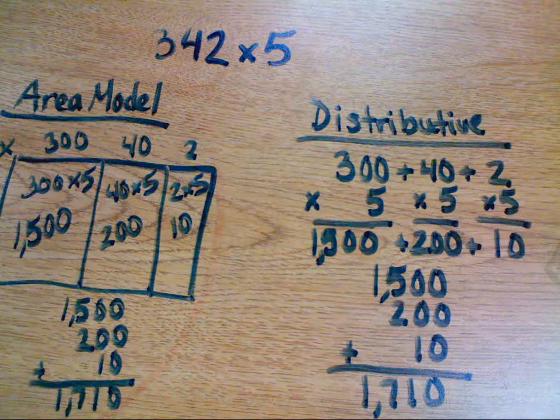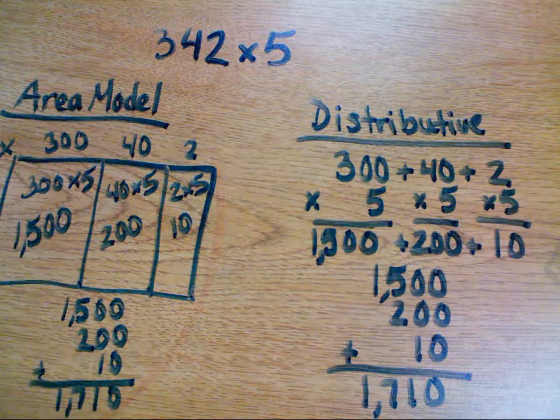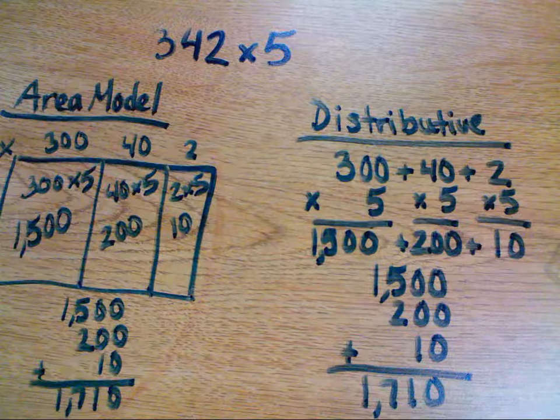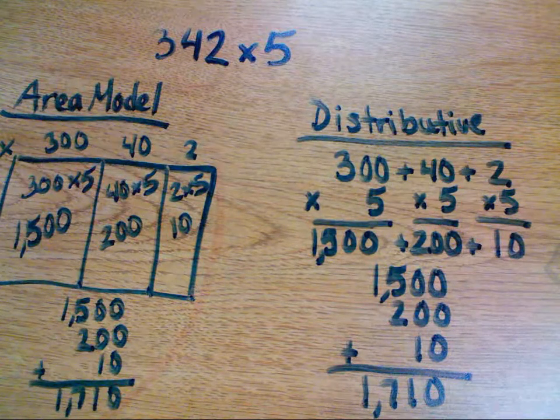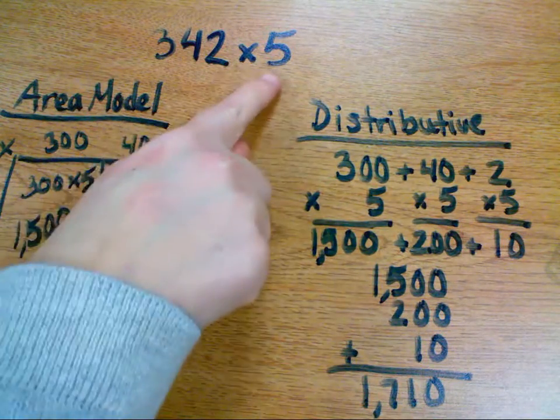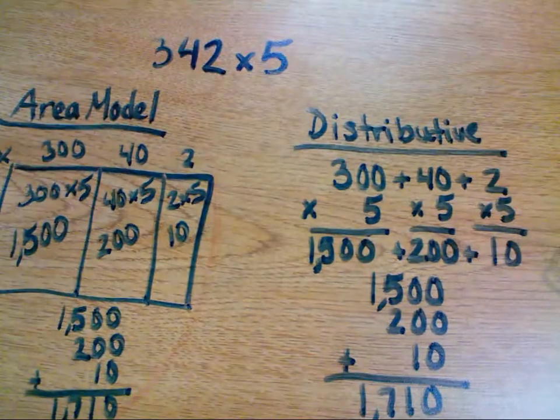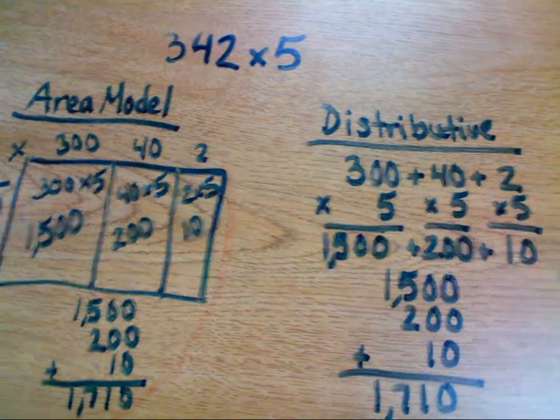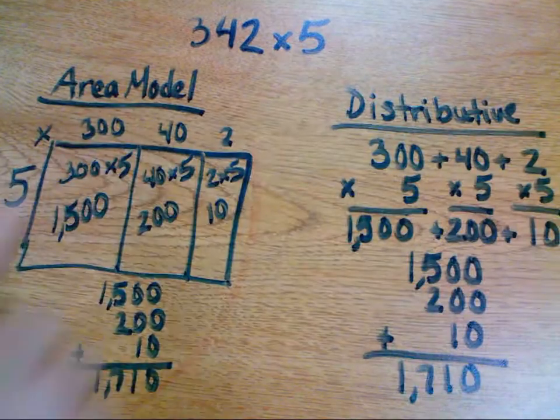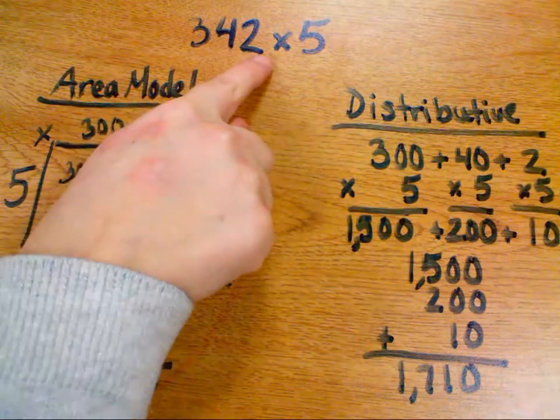Okay, so ladies and gentlemen, here's our video for tonight. I'm going to show you the different strategies we learned for multiplying larger numbers by only one digit. So we learned our area model, where we break the number apart. 342 is my number times 5.